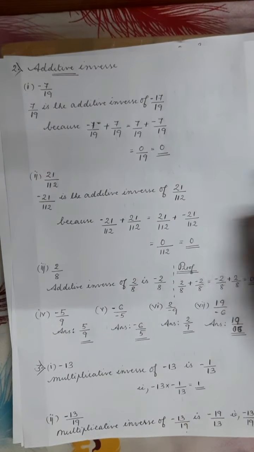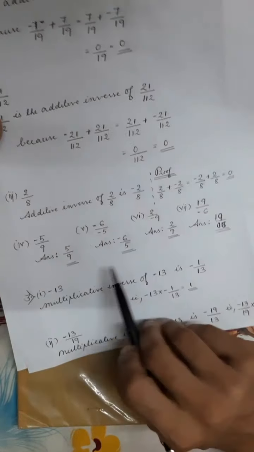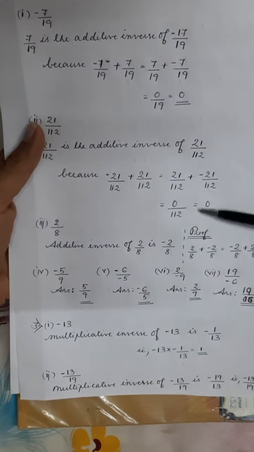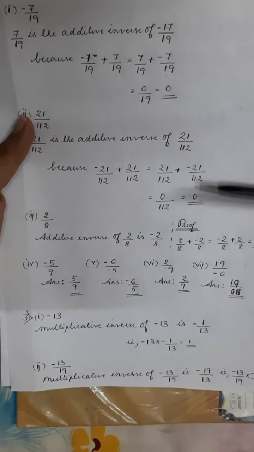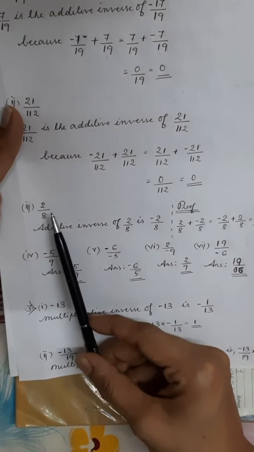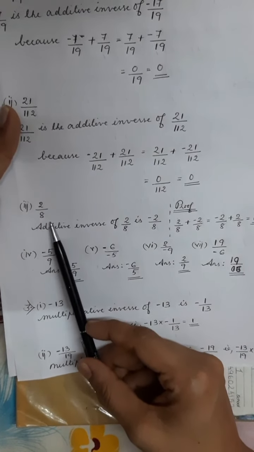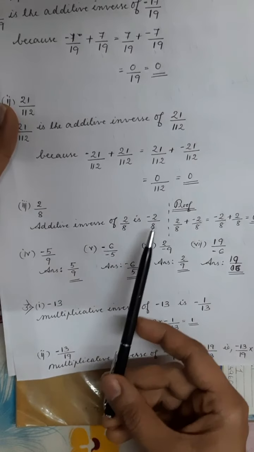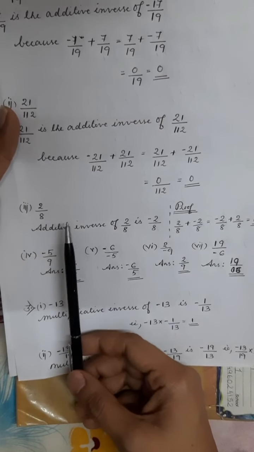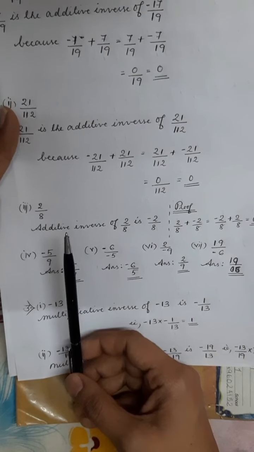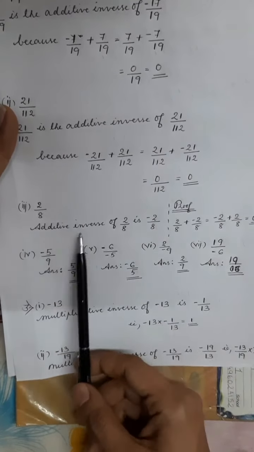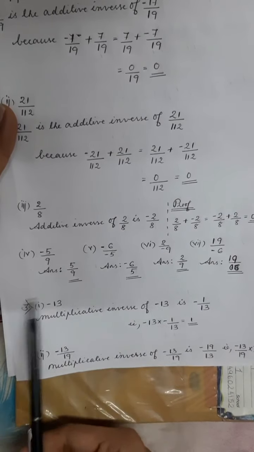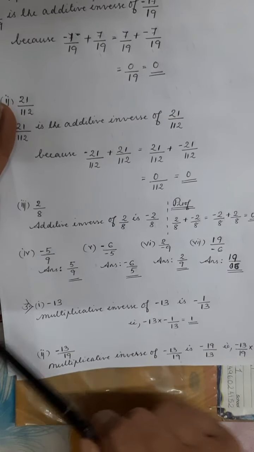Next ones, I have just written the answers only. You need to follow this also. You need to write the proof also for each question. Next one, say 2 by 8. The additive inverse will be minus 2 by 8. How to prove this? 2 by 8 plus minus 2 by 8 equals minus 2 by 8 plus 2 by 8 equals 0, isn't it? For the next ones I am just giving the answers only, but in your notebook you have to write the proof also.